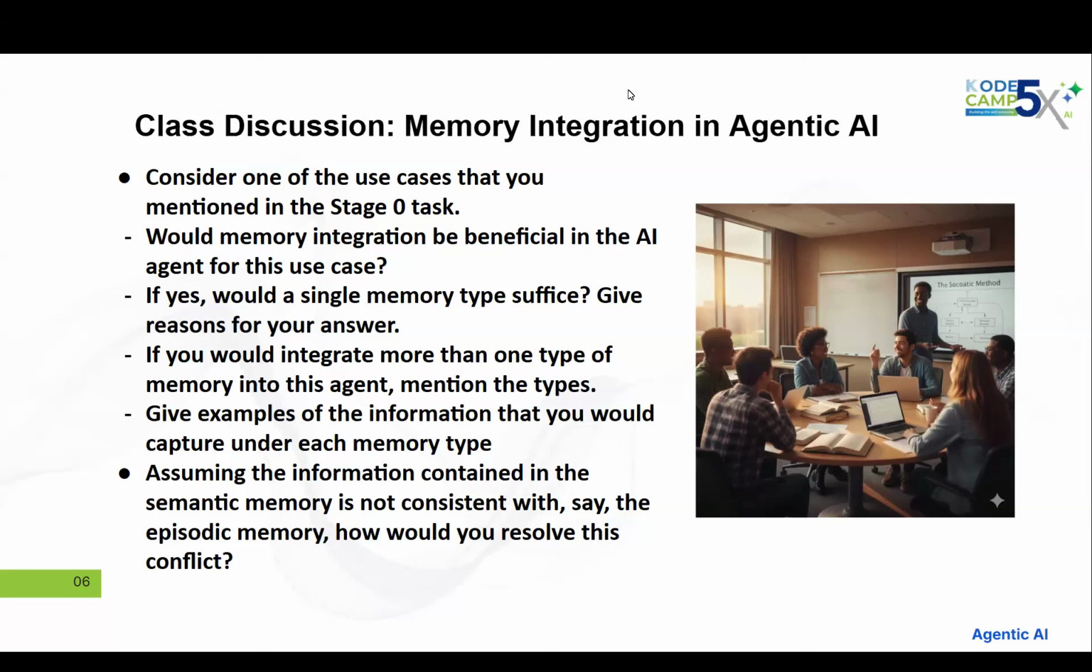So did you say we should only answer the first segment? Just the first segment. Leave the question about reconciling inconsistency between two different memory categories. Leave the very last question. Just answer the rest. Okay, sir. You asked, considering one of the use cases that you mentioned in the task session.